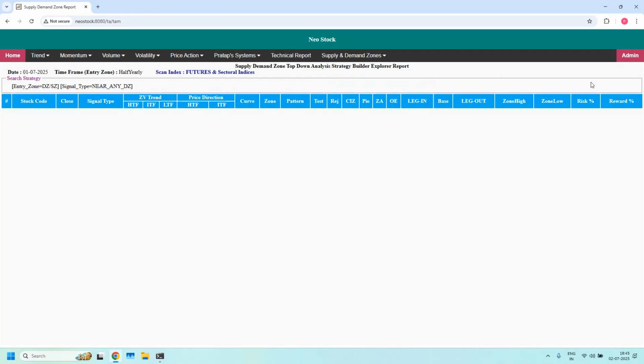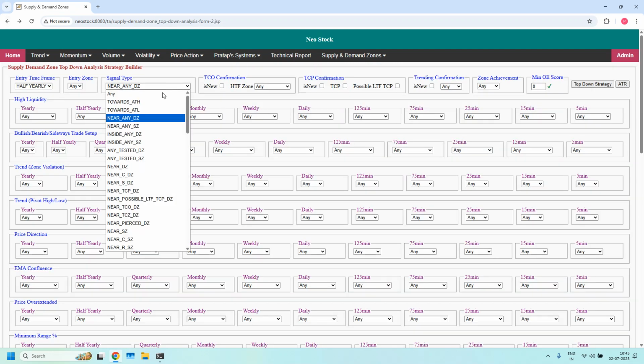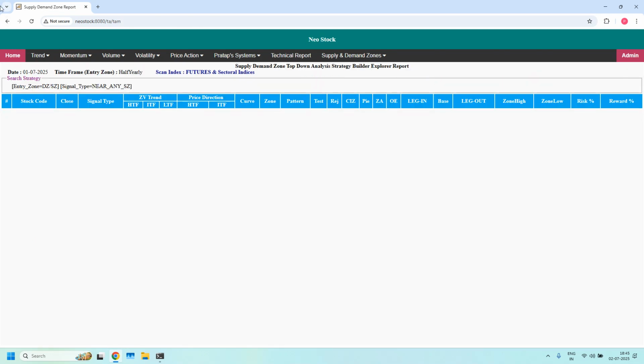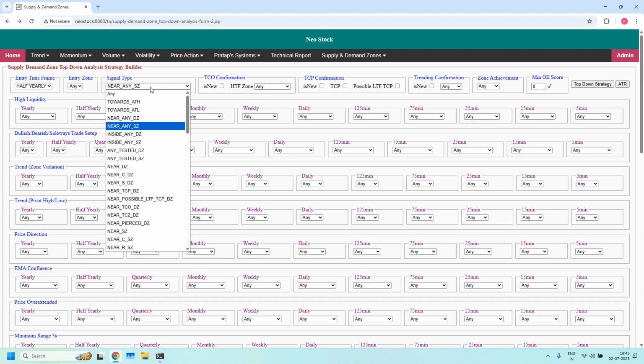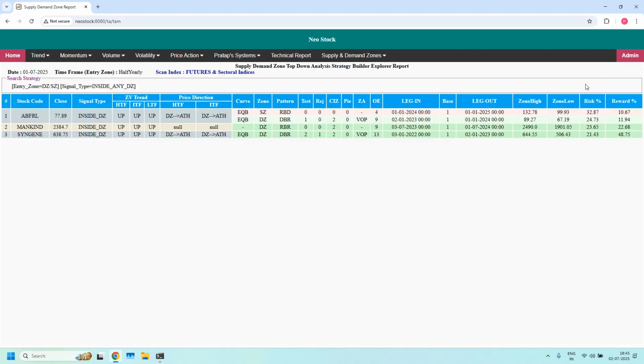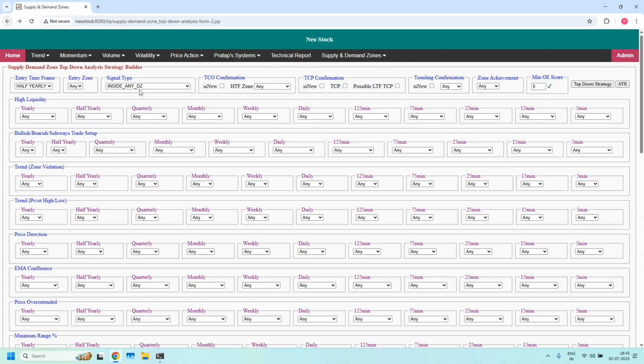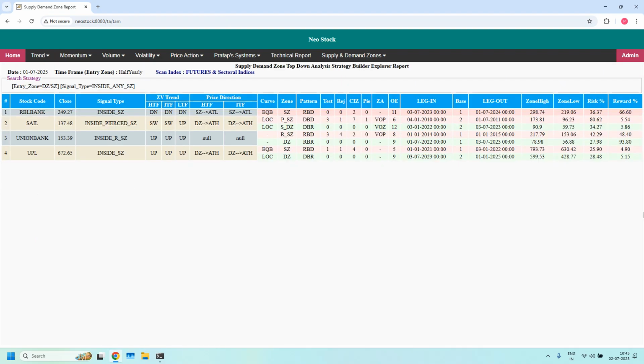Stocks near half yearly demand zone. No stocks. Stocks near half yearly supply zone. Also no stocks. Next, price closed inside the half yearly demand zone. We got 3 stocks. Next, price closed inside the half yearly supply zone. We got 4 stocks.